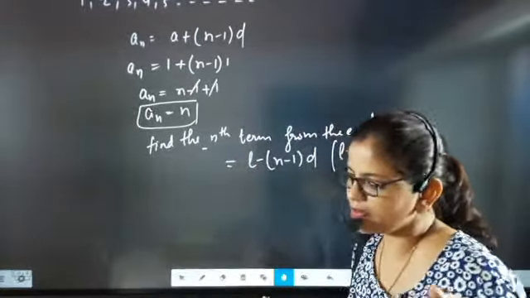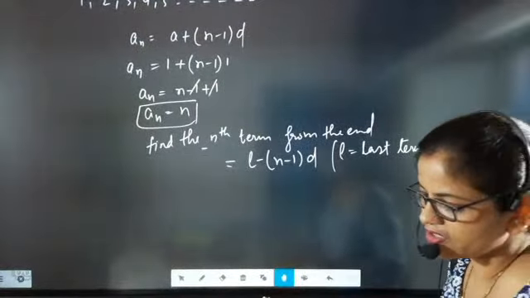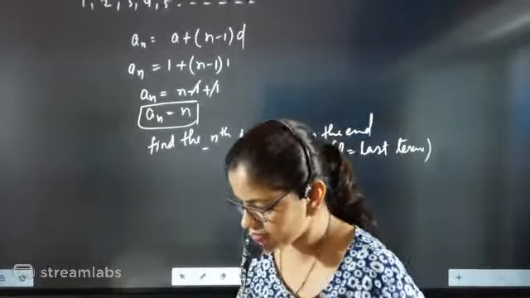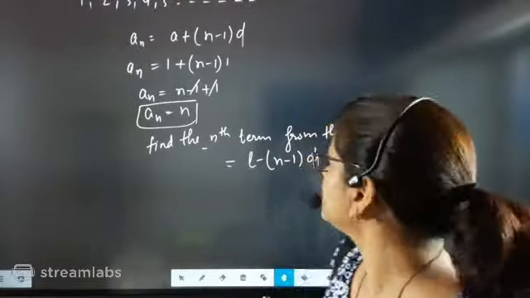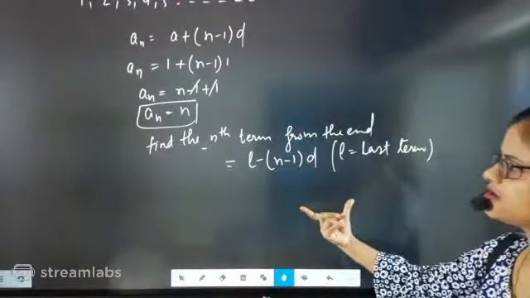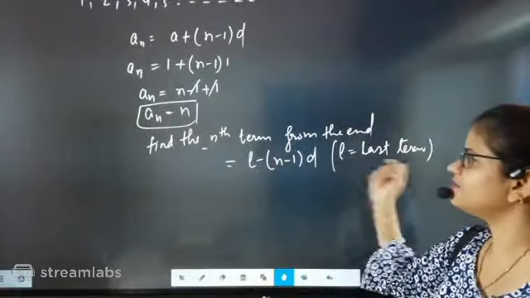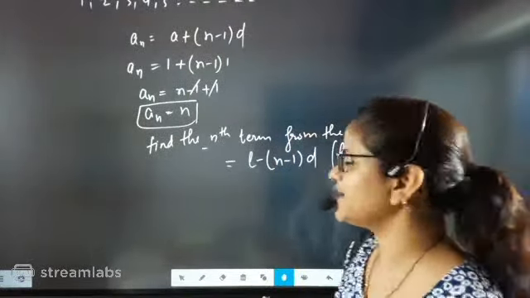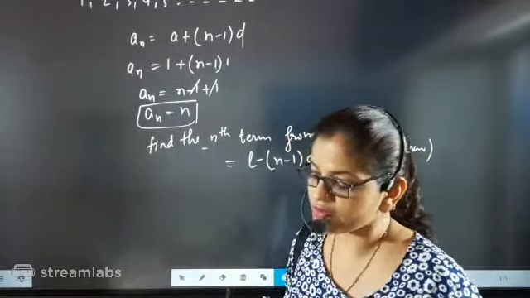So what formula will you write, beta? You will write L minus n minus 1 into d. Then it will definitely confuse you, beta. That means, auntie has written that the nth term from the end is L minus n minus 1 into d. So auntie, can you solve one question and tell me? I know my children, they will be having confusion here.